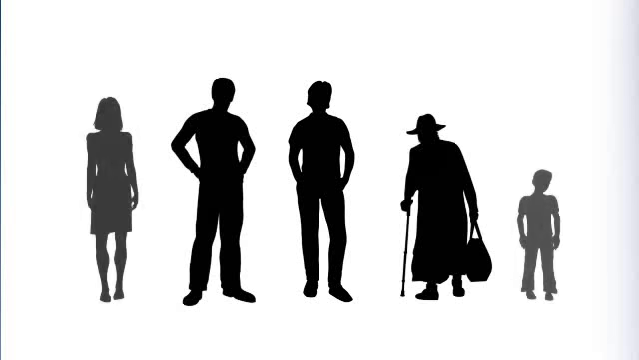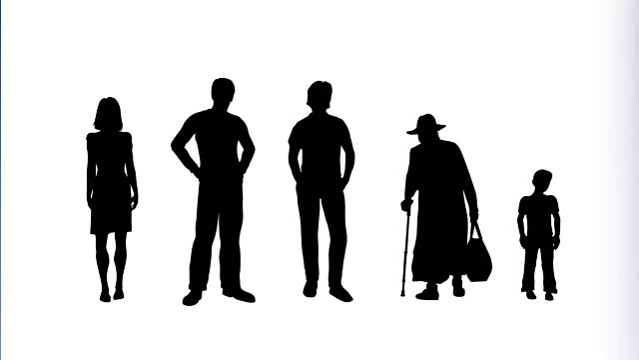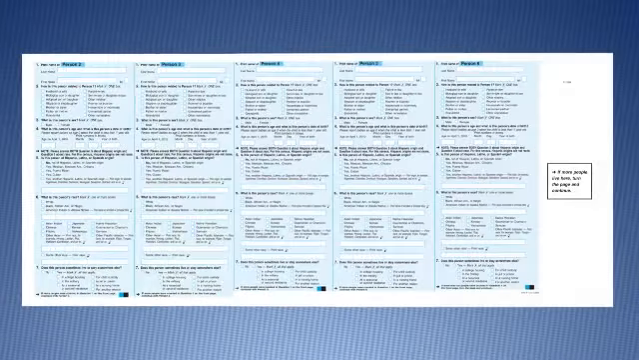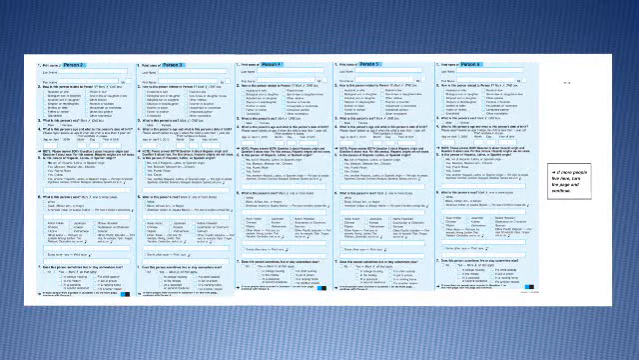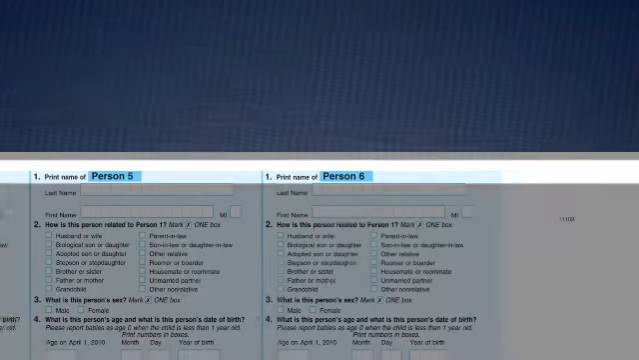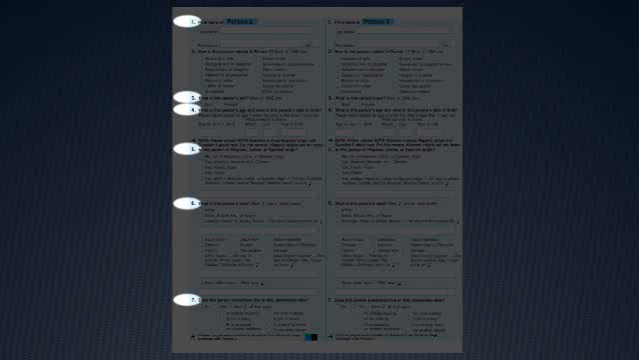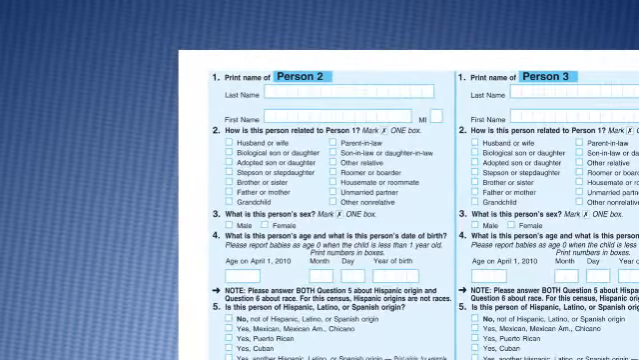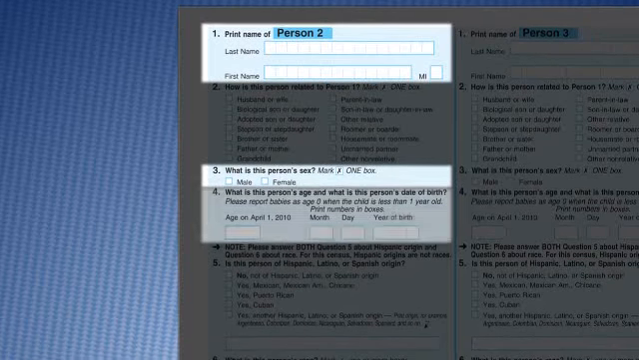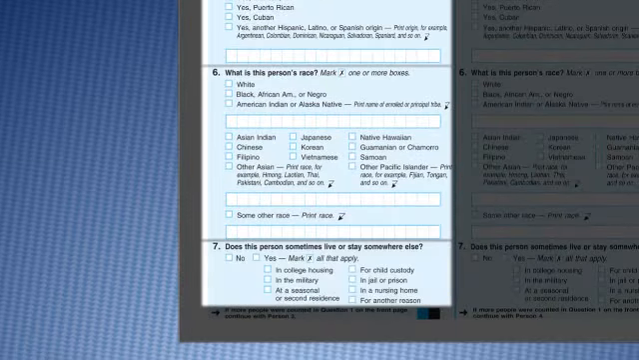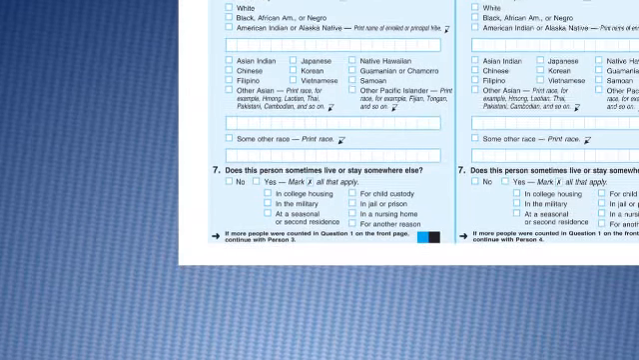If more people were counted in question 1, complete the answers to just 7 easy questions for each additional person by opening the form and continuing on the next page. Here, you will find space to answer questions for persons 2 through 6. 6 of the questions are the same as the last 6 questions you answered for person 1. Name, sex, age and date of birth, Hispanic origin, race, and if the person sometimes lives or stays somewhere else.